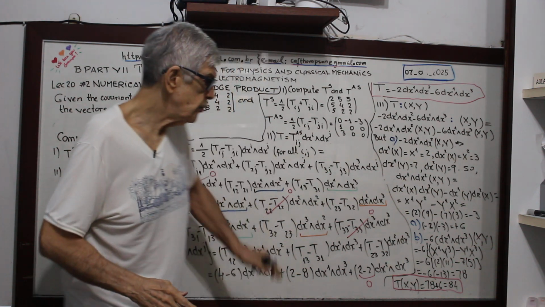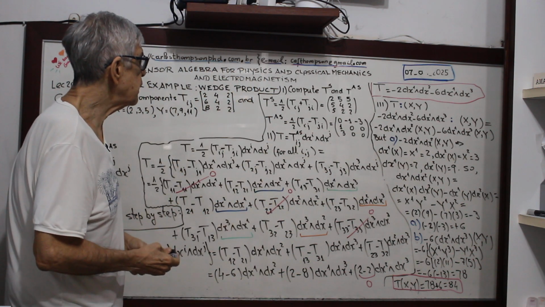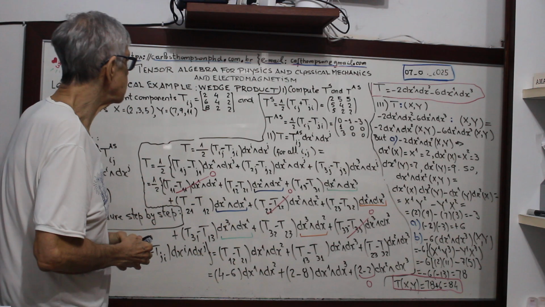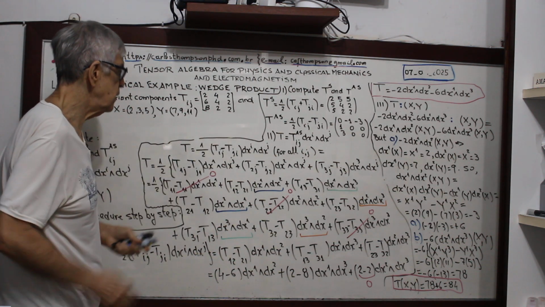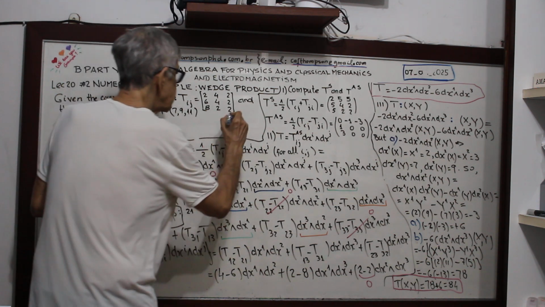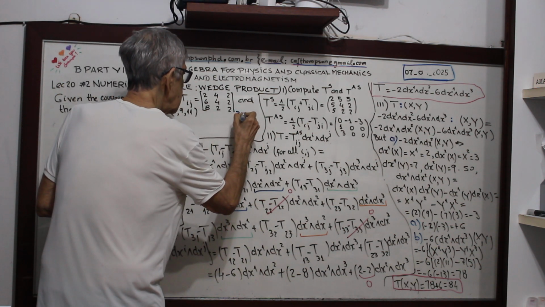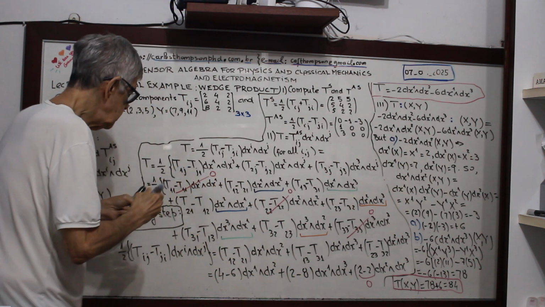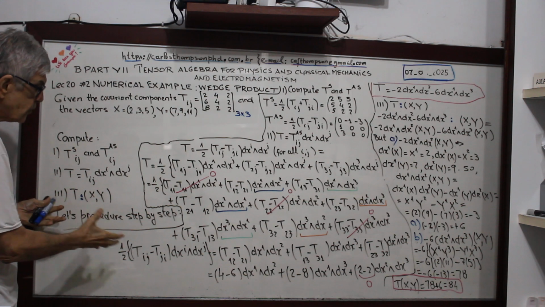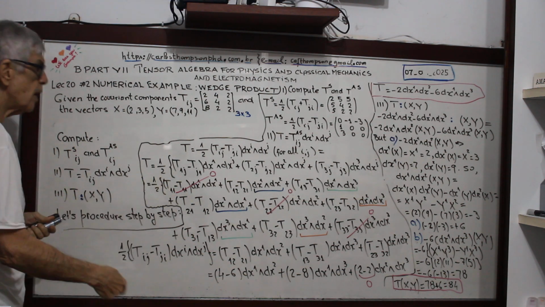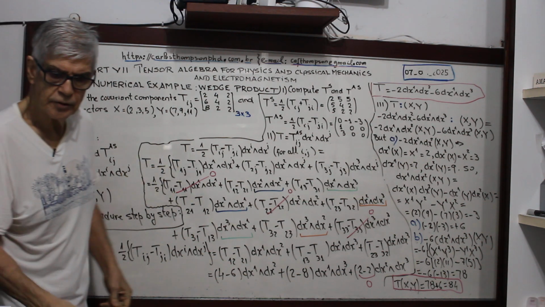So this is clear, an application of the wedge product. But now I have the 3 by 3 matrix. 3 by 3. You see all this is written clearly. You just copy and write down and check the numbers.